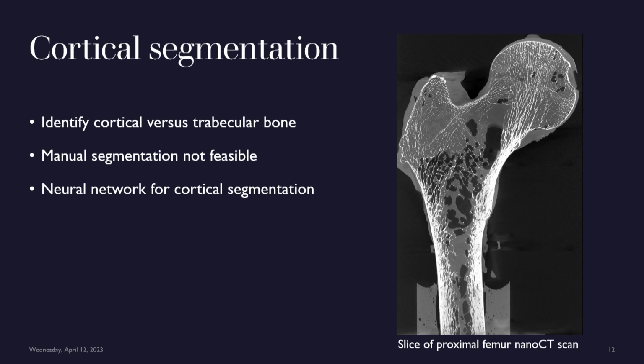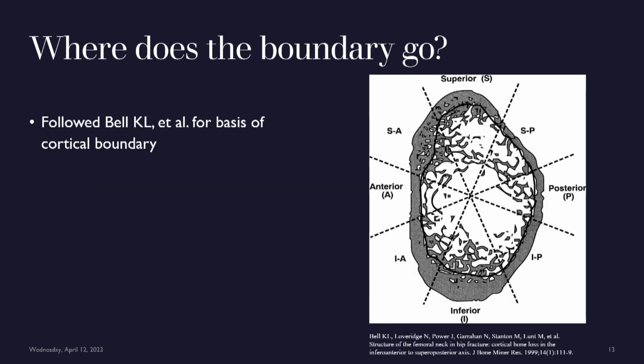So again, we decided to do a neural network for the cortical segmentation. And the big question is, where do you put that cortical boundary? Because especially as you age, there's porosity that develops within that cortical bone. So do you have very thick bone that's very porous, or do you have a very thin bone on the external and ignore the pores and just count that as cortical bone? We decided to follow some of the work of Bell et al. out of the UK. You can see the thick line here is where they were drawing the cortical boundary.